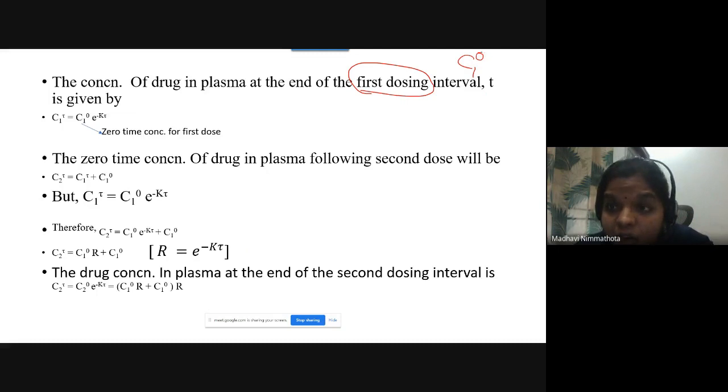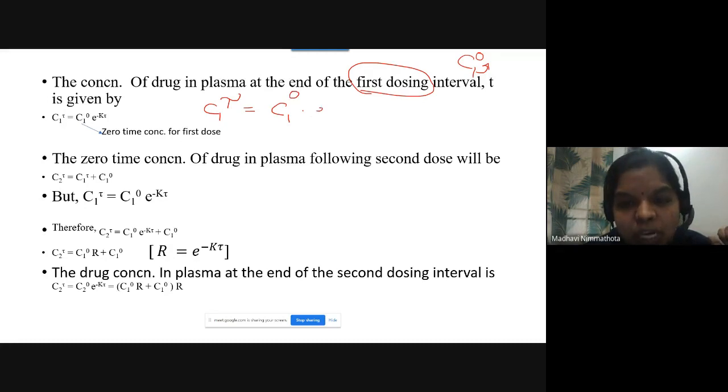Your drug concentration will be 0, and you are taking the first dose. So that C10 will be given by C1 tau. We are taking the first dose now, so for that reason there is no proper time interval. For that, C1 tau is equal to C10 into e to the power of minus K tau.